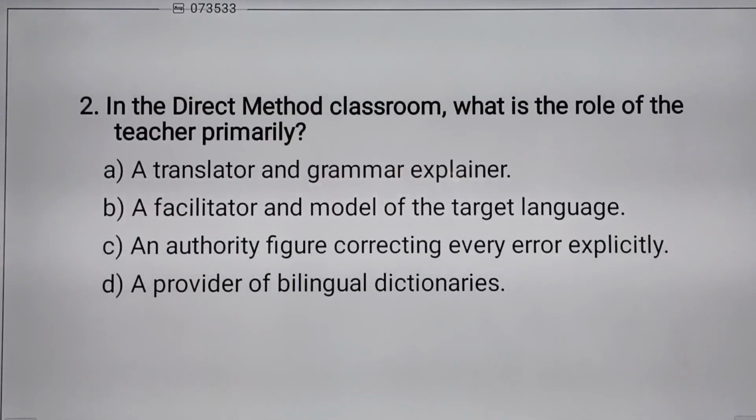Next, in the direct method classroom, what is the role of the teacher primarily? A. A translator and grammar explainer. B. A facilitator and model of the target language. C. An authority figure correcting every error explicitly. D. A provider of bilingual dictionaries. The right answer is B. A facilitator and model of the target language.